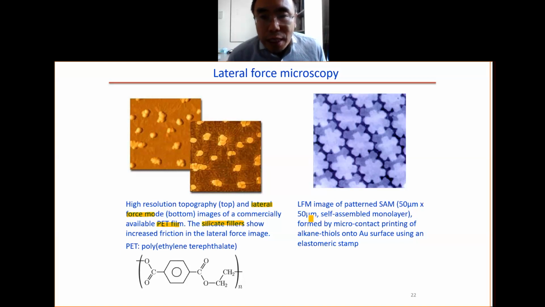On the right side is the lateral force microscope image of a self-assembled monolayer. Here we have two self-assembled monolayers, this one and this one. This is done by micro contact printing. You can see this one has a higher friction force than this one.